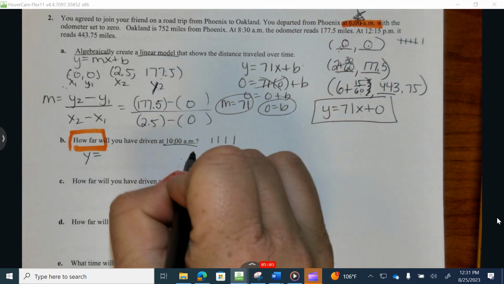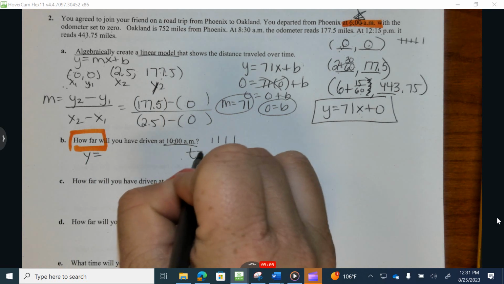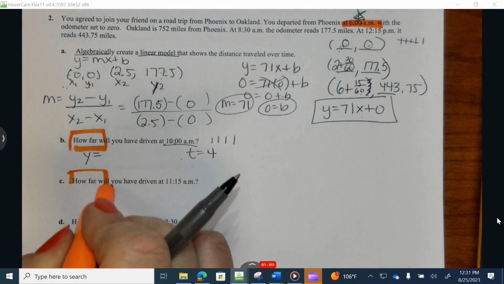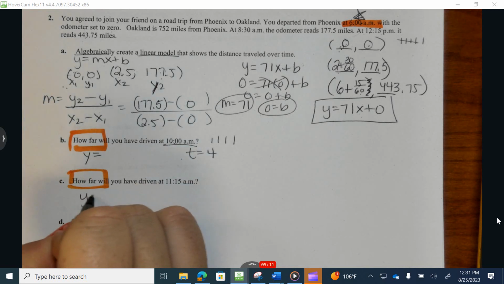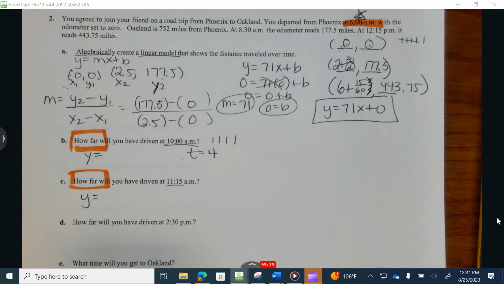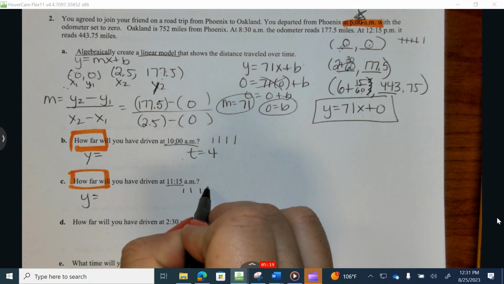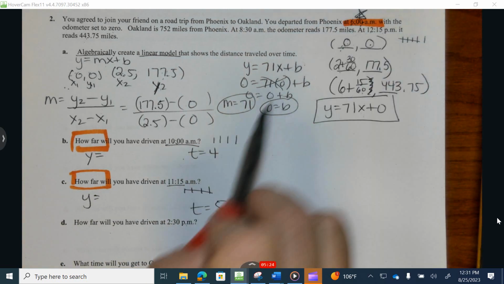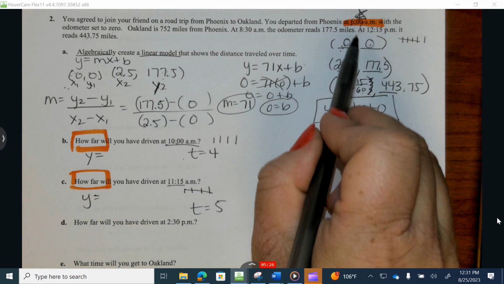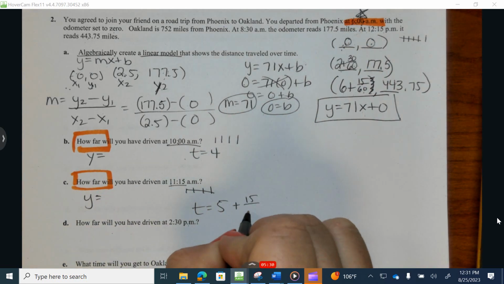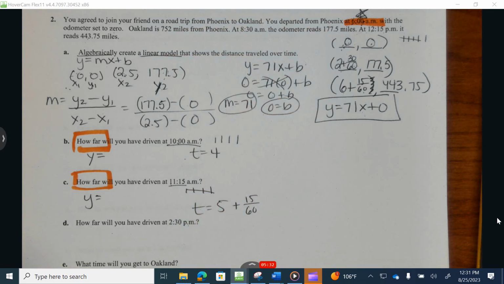10 minus 6 is 4. So I have a t value of 4. We'll come back to that. How far? Again, we're wanting to know distance. That's a y value. And I'm giving a time of 11:15. So from 6 a.m. to 11 is going to be 5 hours, so a t value of 5. But we have additional minutes. There's 15 additional minutes, and there's 60 minutes in an hour.